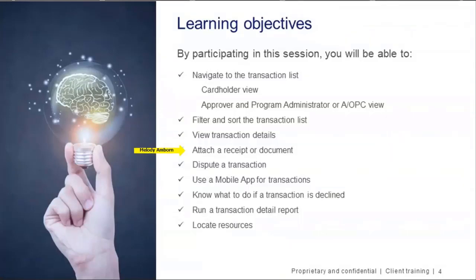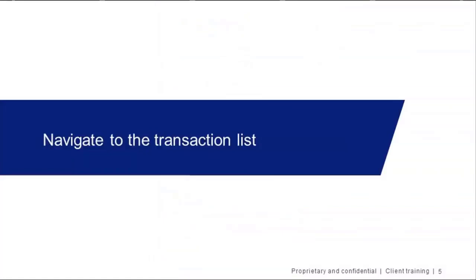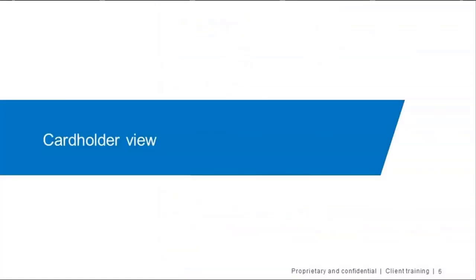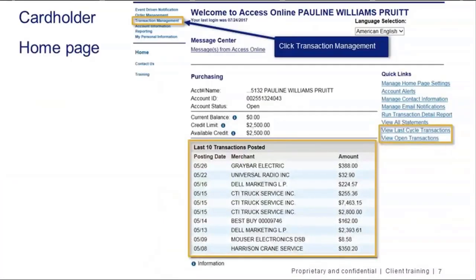We'll look at attaching a receipt or document, how to dispute a transaction. We'll look at the mobile app, knowing what to do if a transaction is declined. We'll look at the transaction detail report and where to locate resources. Let's first look at how to navigate to the transaction list, and we'll look at the cardholder view.